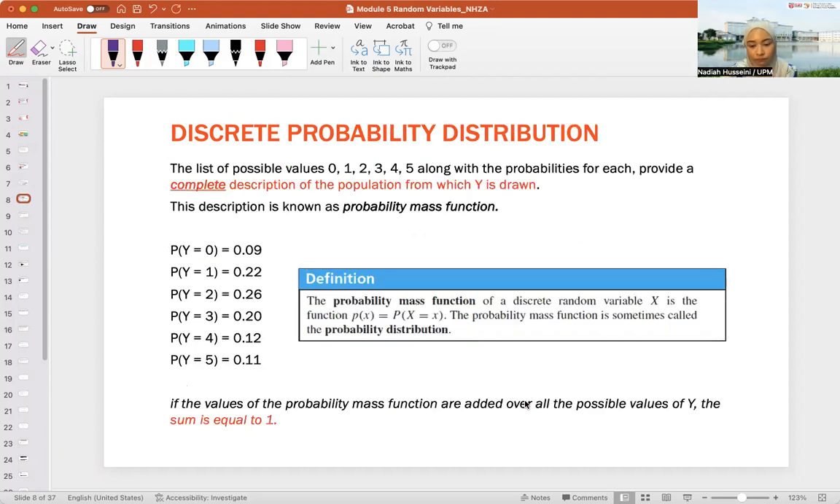So the list of possible values 0, 1, 2, 3, 4, 5 is your random variable along with the probabilities of each. Provide a complete description of the population from which Y is drawn. Drawn from a population or a sample set? From a sample set.